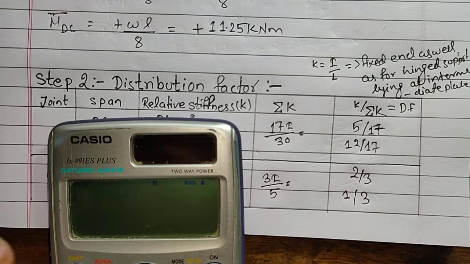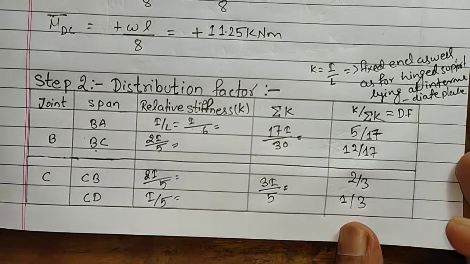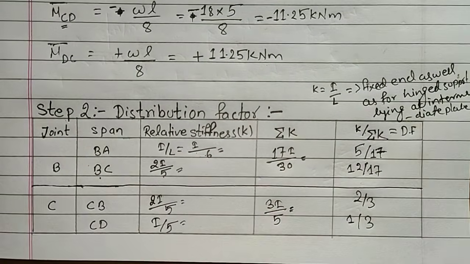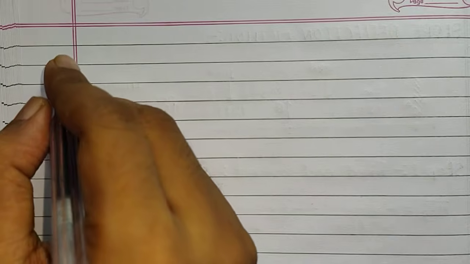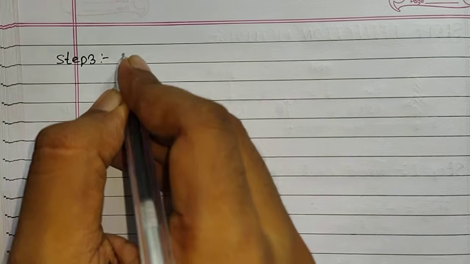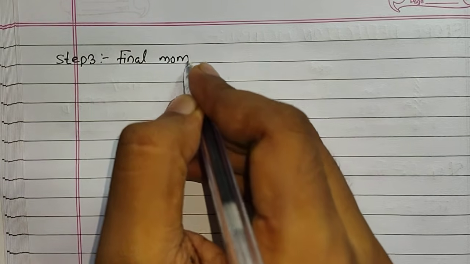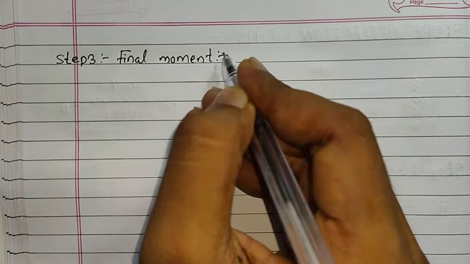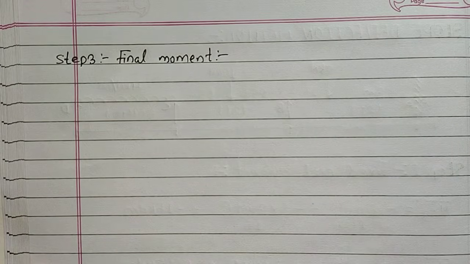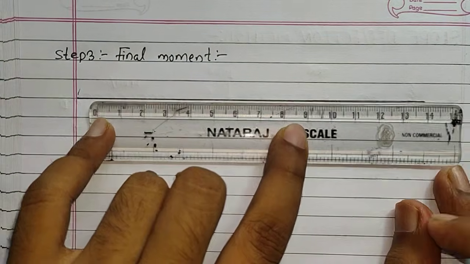Now after calculating the distribution factors, we need to do the further step, that is step number 3. Now here comes step 3, and in step 3 we will be calculating the final moment. So let us draw the table for calculating the final moment. See here guys how to draw the table here.